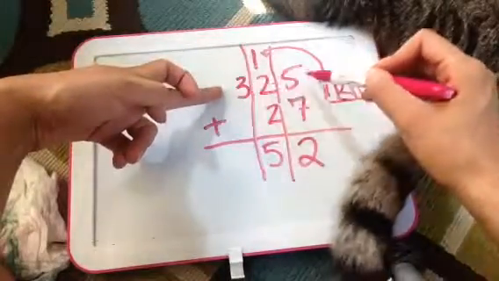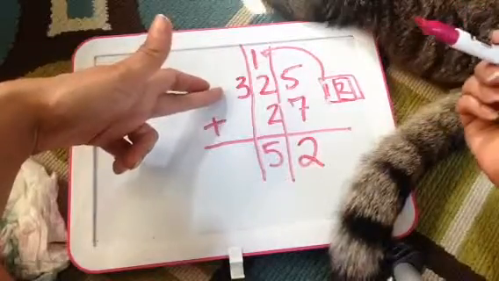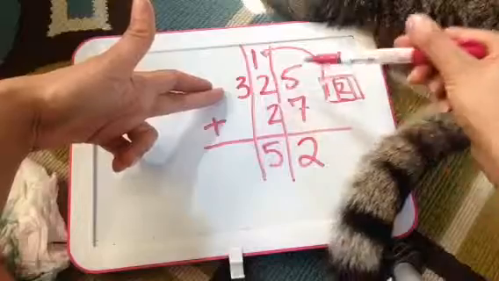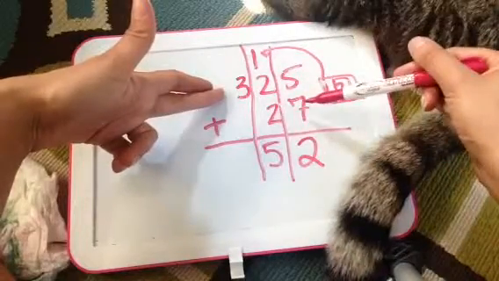The answer to 325 plus 27 isn't 52. That's impossible. That doesn't make any sense. 52 is less than 325. But we added 27 to it.